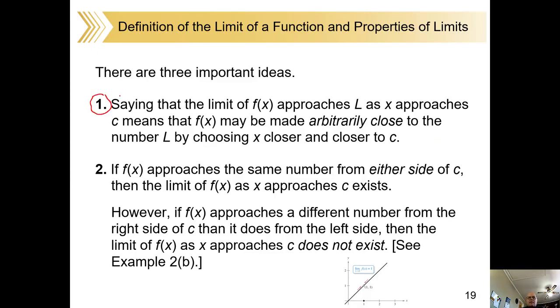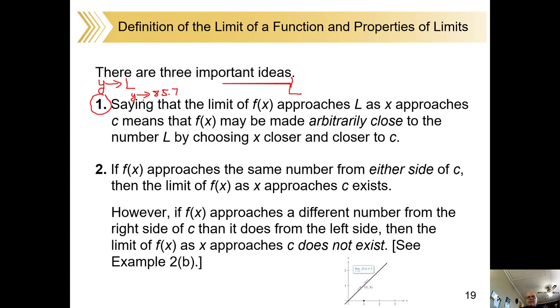Saying that the limit of f of x approaches L as x approaches C means that f of x can be made arbitrarily close to the number L. In other words, here's the number L that represents the limit. Maybe it's a 17, 52, whatever y is getting close to. In other words, you could think of it this way. Y is getting close to some number. An example would be maybe y is getting close to 85.7.